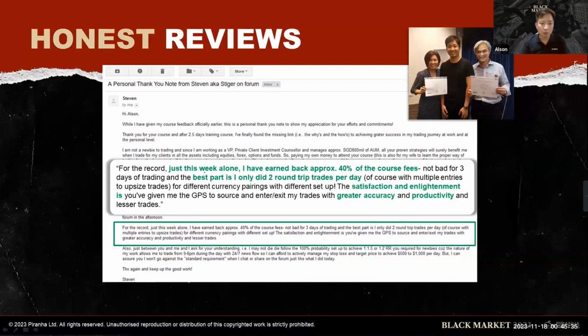Just this week alone, I earned back about 40% of the course fee. In fact, now he made back many times the course fee already. Not bad for 3 days of trading. The best part, I did only 2 round trades per day. Of course, with multiple entries to upsize trade for different currency pairings with different setups. The satisfaction and enlightenment is you're giving me the GPS to enter and to exit trades with greater accuracy and productivity and fewer trades. So he's someone that knows about market manipulation as a veteran.